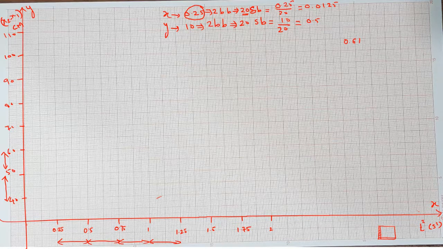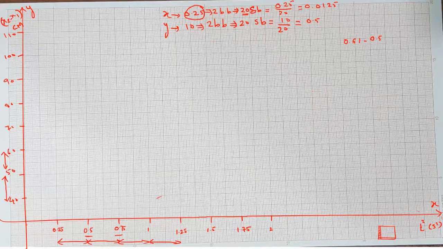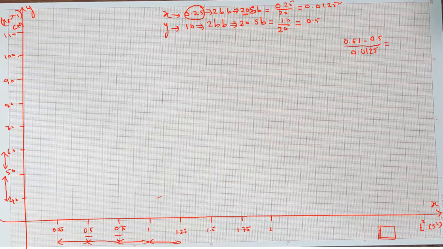So this 0.61 is between 0.5 and 0.75. If this value is between these, what is the lowest value here? 0.5. So write that number minus, you can see the graph, that small value is here, 0.5, because between these two numbers the lowest value is 0.5. So I have to subtract 0.61 minus 0.5, divided by the value of one small box. What is the value of one small box? 0.0125.